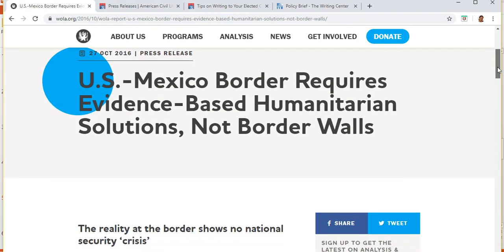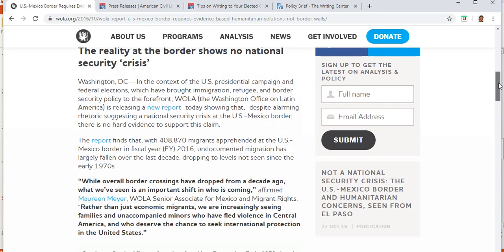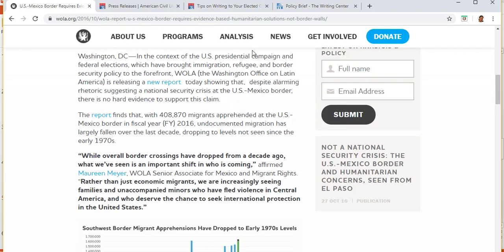You have a strong title. You're going to format it based on data. You're going to say specifically what it is that you're announcing. So in this instance, the organization is announcing the release of a new report that shows data that contradicts some of the public messaging around border security. And so they highlight specific pieces of data, as you can see here.